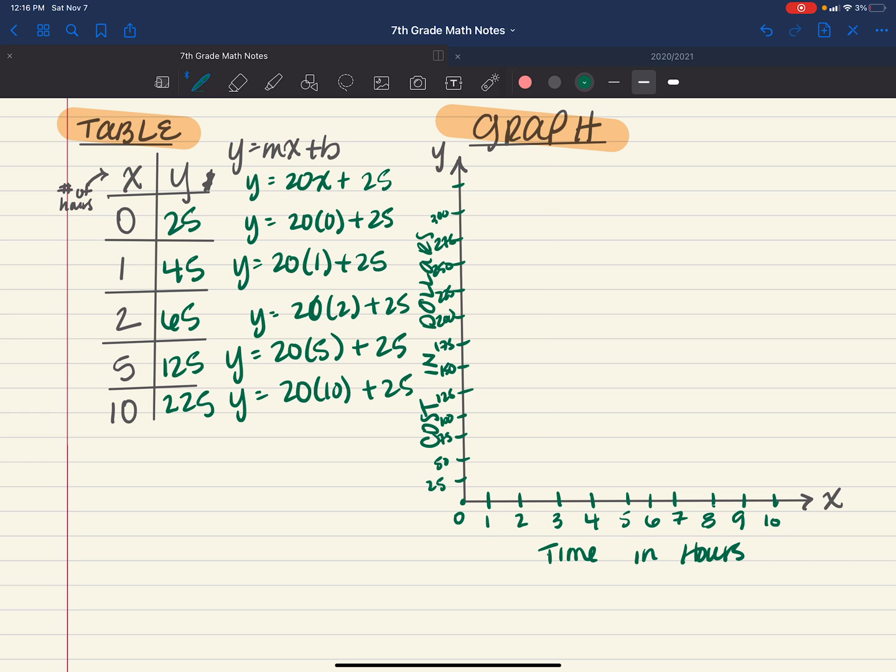My first ordered pair is 0, 25. Let me switch colors. 0, 25. After 1 hour, the cost is $45, so right under 50 at the 1. After 2 hours, $65, so now I'm jumping up to between 50 and 75, but closer to the 75, a smidge. After 5 hours, the cost is $125. At the 10-hour mark, the cost is $225. All right, now let's draw our line and connect our dots.